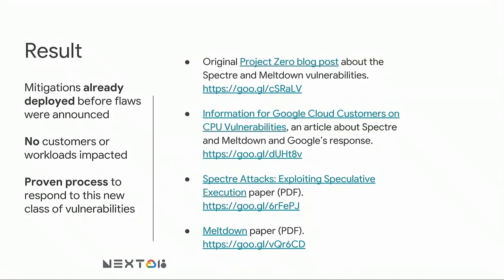And the end result is, as I mentioned, we were able to patch Google for Spectre and Meltdown without anyone being affected and without anyone realizing it was happening. And this is a proven process, one that we've established can work against this new class of vulnerability, like Spectre Meltdown type things, and it's one that we've proven in production.